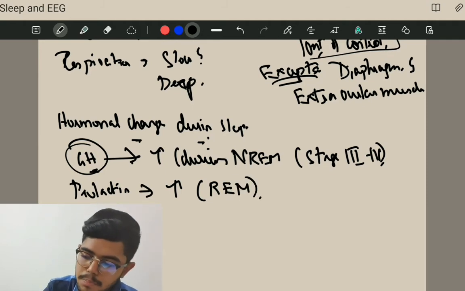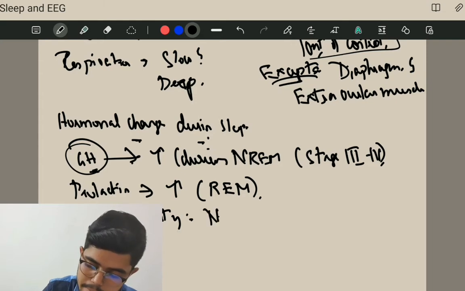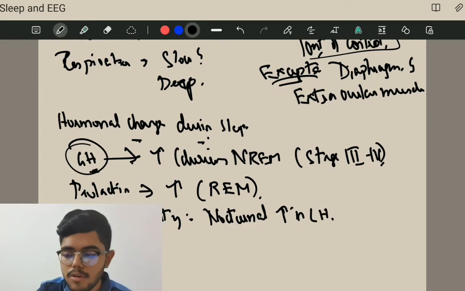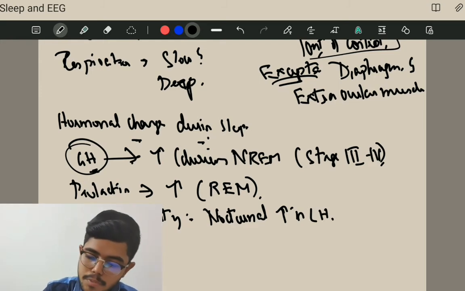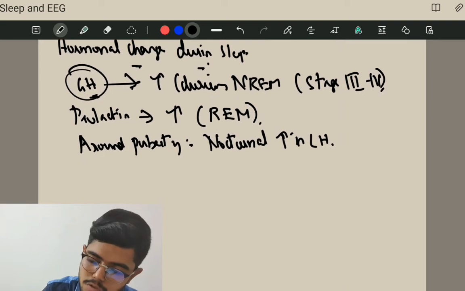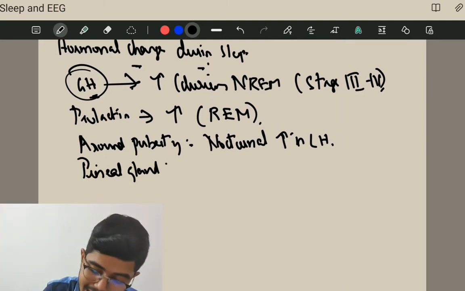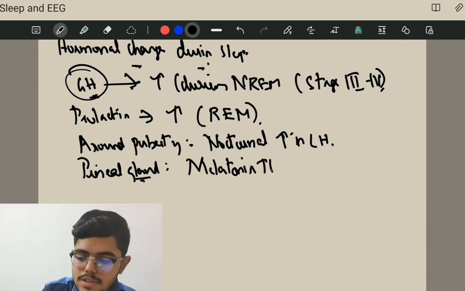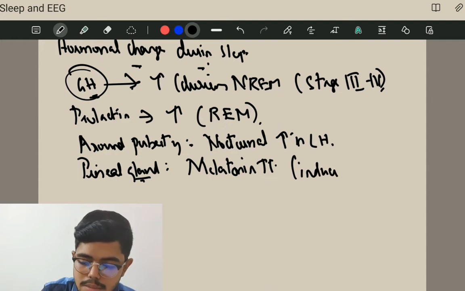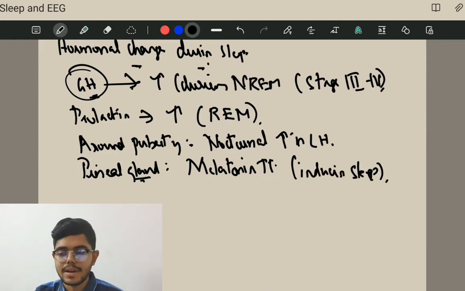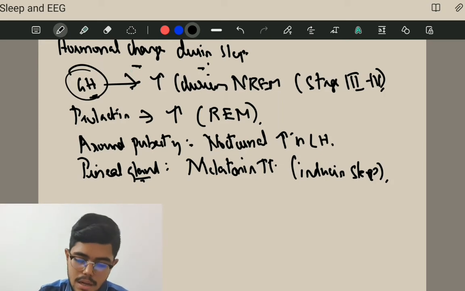Fine. Now around puberty, what happens is during your nocturnal, that is your night time, there will be rise in LH. Luteinizing hormone will be increased. Fine. That is around puberty. And in case of the pineal gland, your melatonin will be increased, which is inducing the sleep. That's it. Fine. It's about the hormonal changes during sleep.